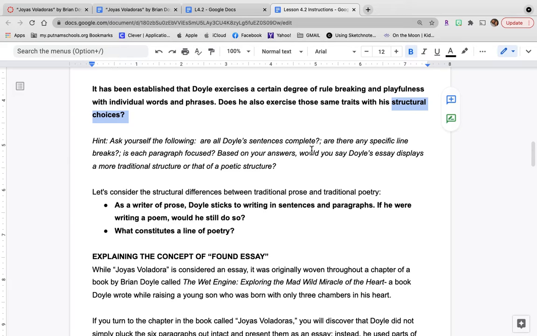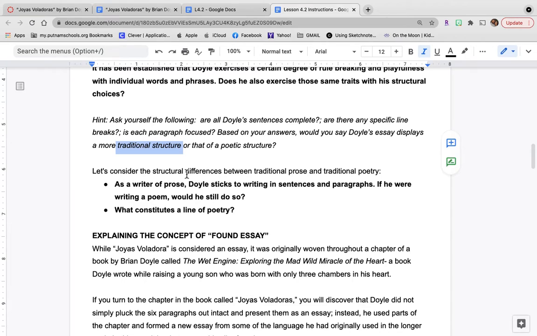There's no fragments or run-ons. Are there any line breaks besides paragraph breaks? No, there's no single line breaks. And is each paragraph focused? Yes, it is. So based off those answers, when you talk about Doyle's essay displaying a more traditional structure versus that of a poetic structure, although he's using poetic language, he does have a more traditionally structured essay. It's complete sentences, there's no line breaks, and each paragraph has a focus.